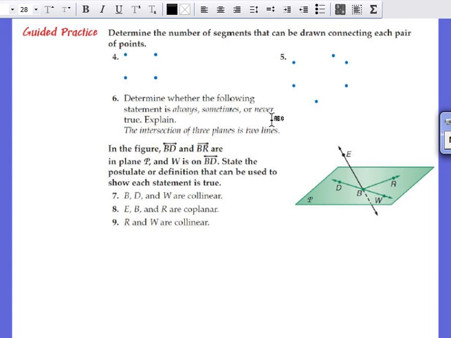Alright, in this video we're just gonna go over some of the guided practice problems, which are basically 4 through 9. I'm not gonna do 4 and 5 because, like I said, I think you guys can figure that one out. And 6 is saying determine whether the following statement is always, sometimes, or never true. Explain. The intersection of three planes is two lines. It can sometimes be that. So for that one, I'll just put sometimes.